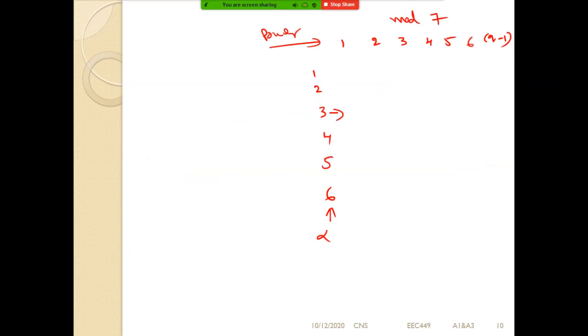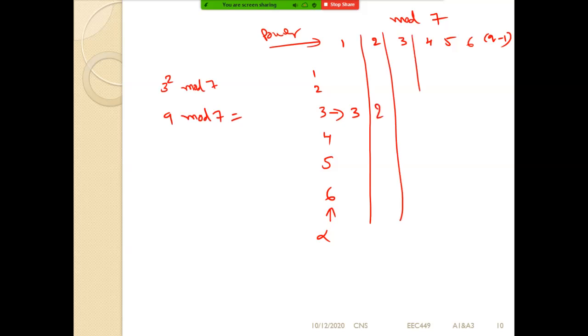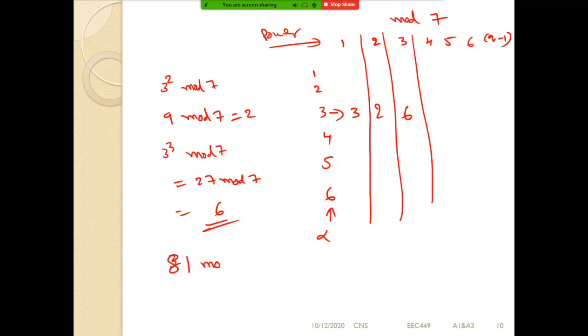As we are talking about 3, 3 power 1 mod 7 will give 3. 3 square means 9 mod 7. What is the value? Yes, 2. Next, 3 cube mod 7, that means 27 mod 7. What is the value? I think it's 6. Correct? Yeah, 6. Next, 3 power 4 means 81 mod 7. What is the remainder?